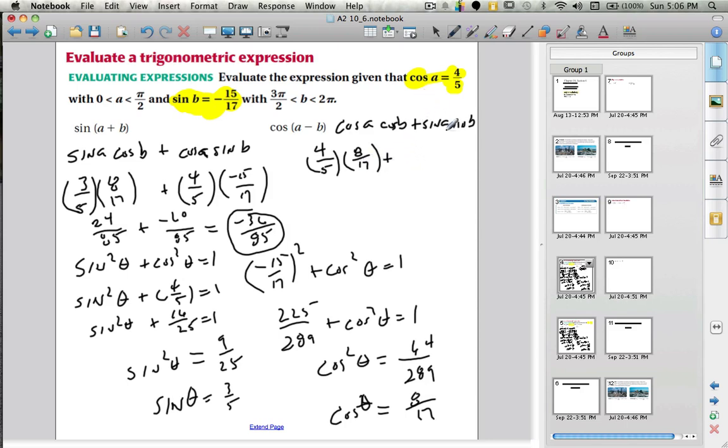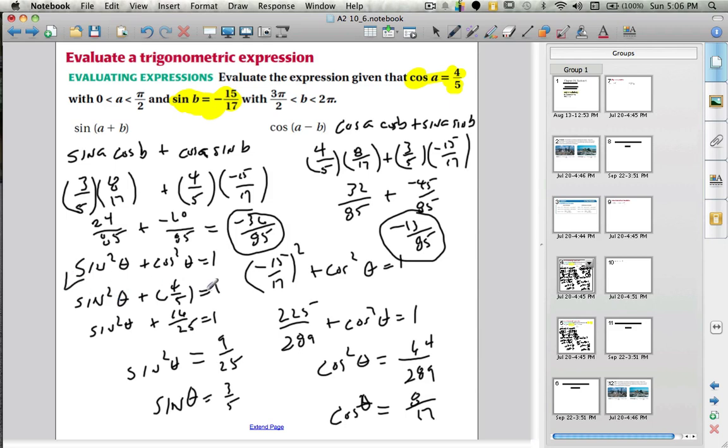Plus sine A sine B, so sine of A was 3/5, and sine B is negative 15/17. So over here we'll get 32/85 plus negative 45/85, and this will be equal to negative 13/85. Okay, so we used Pythagorean identities, which we learned in the previous section, in order to find missing parts so that we could use this sum and difference formula. Okay, that's how you do it.